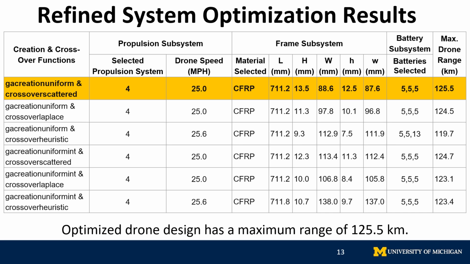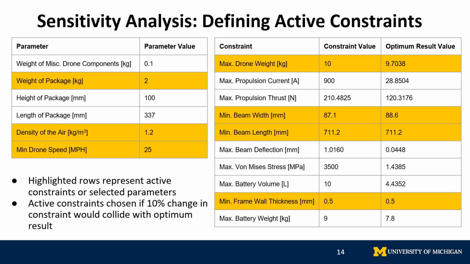And then it utilizes 3 of the battery type 5 wired in parallel. The final drone weighs 9.7 kilograms and has a maximum range of 125.5 kilometers, significantly exceeding our team's original target of 10 kilometers. All system constraints and parameters are relisted on this slide.